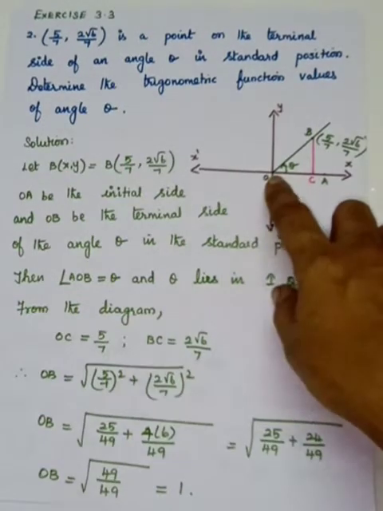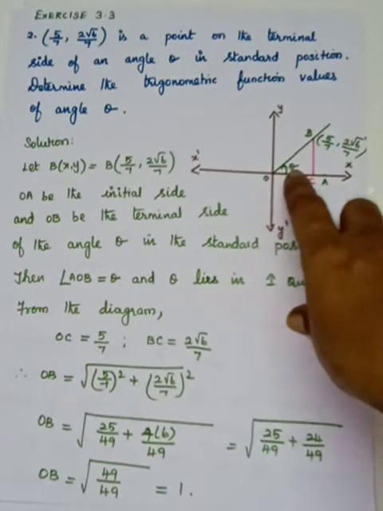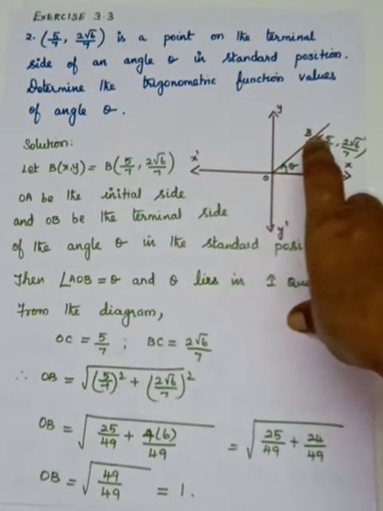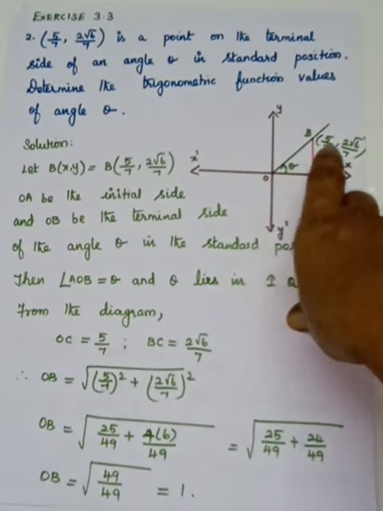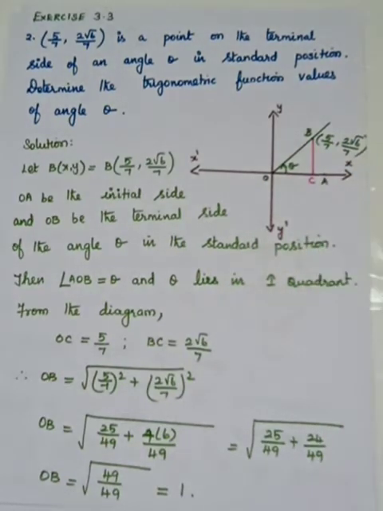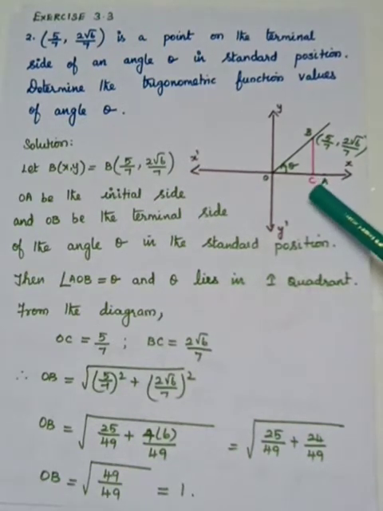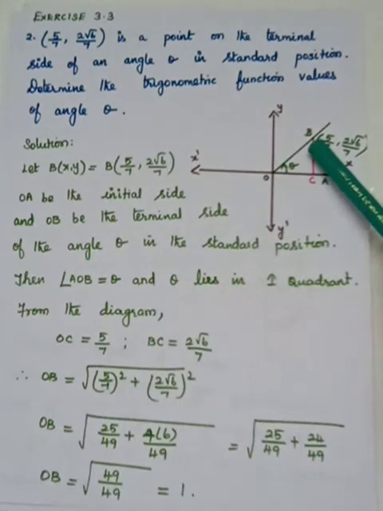So see that OA is the initial side and OB the terminal side of this angle. So this point is on the terminal side of the angle theta. On this point B I have taken 5 by 7 comma 2 root 6 by 7. You see that from B I have drawn the perpendicular line, so it will touch the x-axis at a point C. So now x positive and y positive, so I have taken this point in the first quadrant.